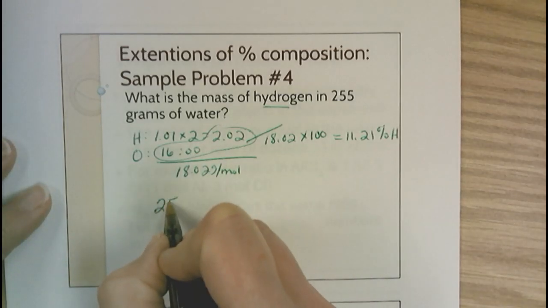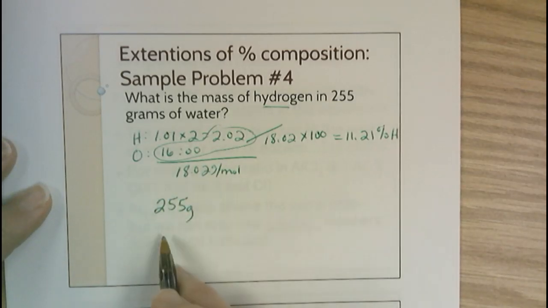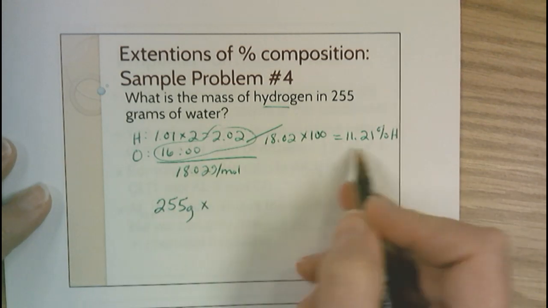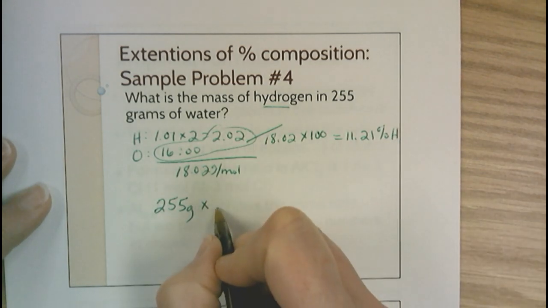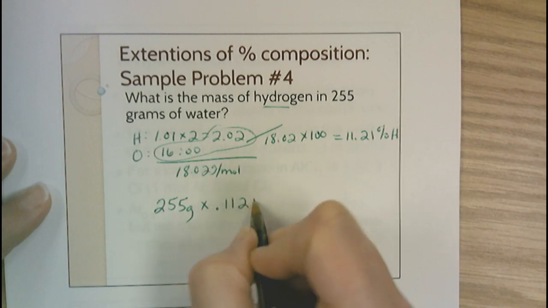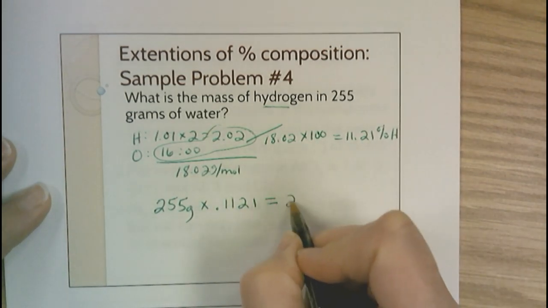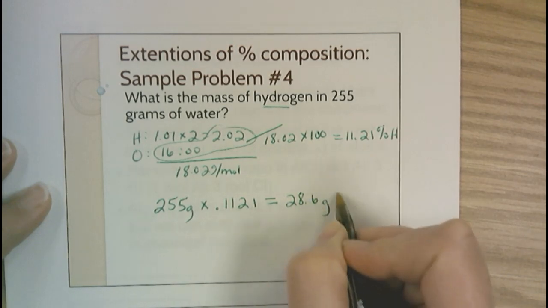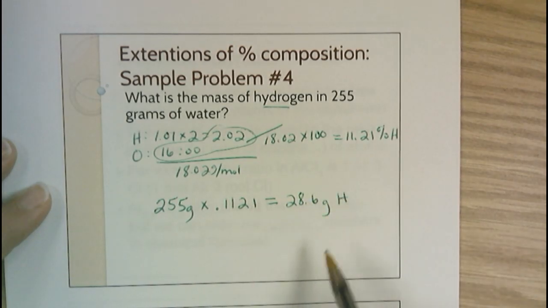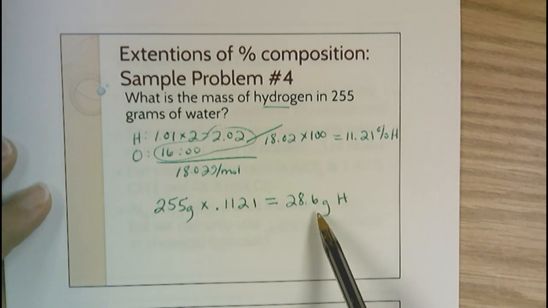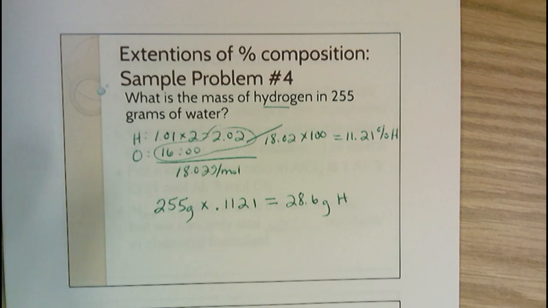So the question is, then what is the mass of hydrogen in this much water? So we're simply going to take the mass of the water, so that's the mass of the whole compound, times the percent that's hydrogen, and remember when we multiply by a percent we have to move the decimal point over 2, and we find that we get 28.6 grams of hydrogen. So that tells us that if we have 255 grams of water, then we have 28.6 grams of hydrogen. And so that's how you would do percent composition problems.